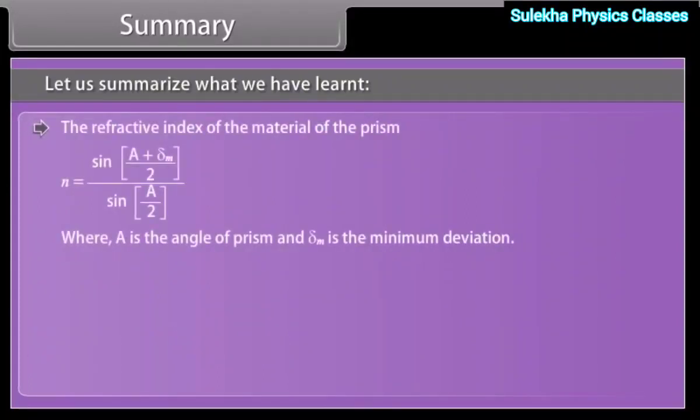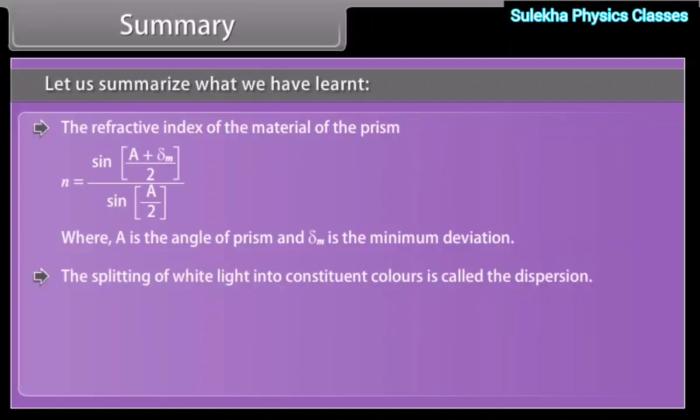The refractive index of the material of the prism, n is equal to sine of (A plus delta minimum) by 2 divided by sine of A by 2, where A is the angle of prism and delta m is the minimum deviation. The splitting of white light into constituent colors is called the dispersion.